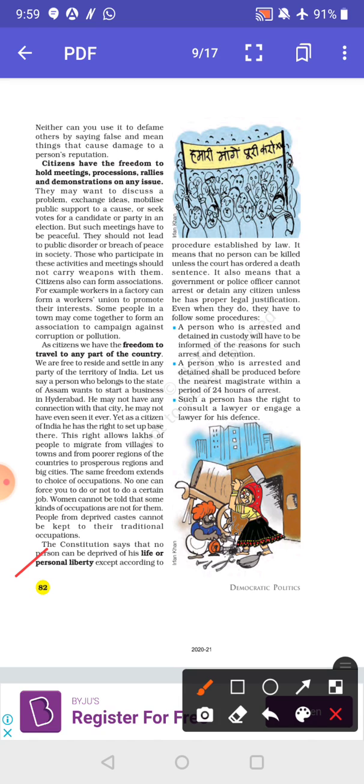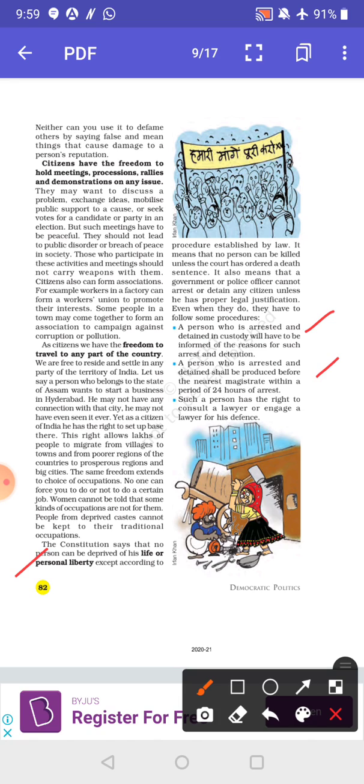Even after the person is arrested, the following procedure has to be followed. So let us see what this procedure is. A person who is arrested and in custody will have to be informed of the reason why he is arrested. You cannot just pick up any person and put him or her in jail. A proper reason and legal justification has to be given to the person. And a person who is arrested shall be presented before the nearest magistrate within a period of 24 hours.